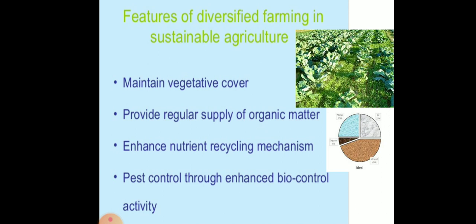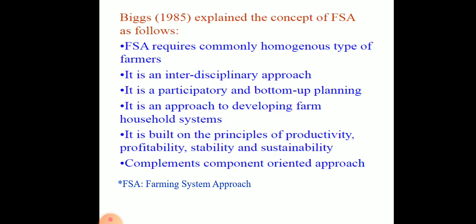No? You will use natural enemies. You will use insect repelling crops. So those are some of the biocontrol activities in order for you to control pests. Okay, so according to Biggs, the FSA or the farming system approach requires commonly homogeneous type of farmers.